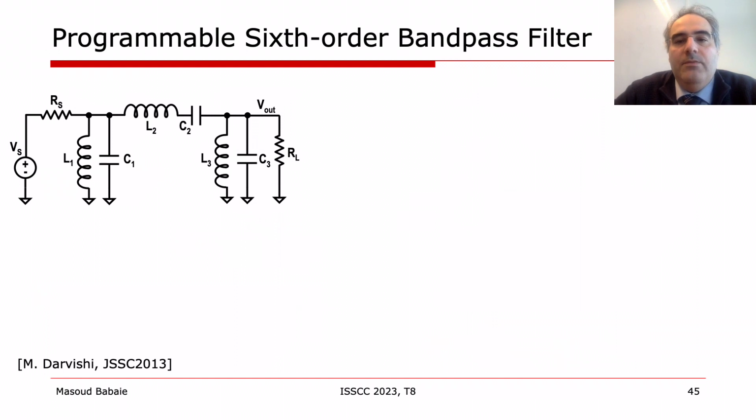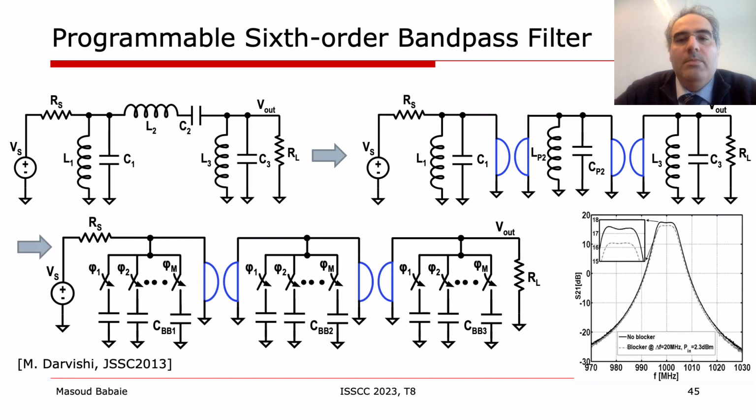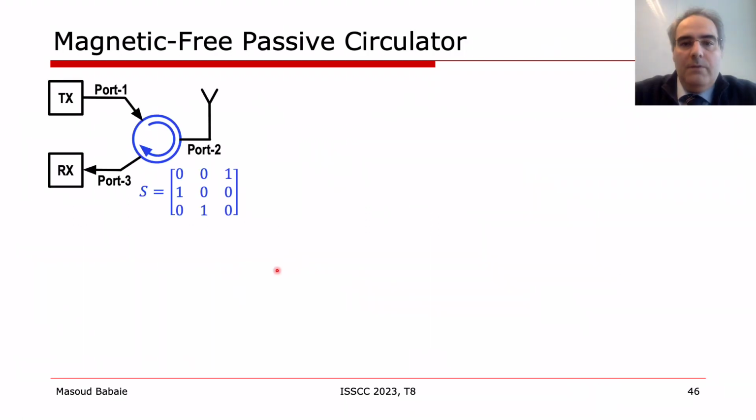To reach a reconfigurable architecture, first we replace the series resonator with gyrators and a parallel tank. Then we replace each parallel resonator with its equivalent N-path filter. Therefore, as shown in ISSCC 2013 by Milad Darvishi, a high-order bandpass filter with programmable center frequency and bandwidth can be realized. Now we want to use the N-path filter concept to realize a magnetic-free circulator.